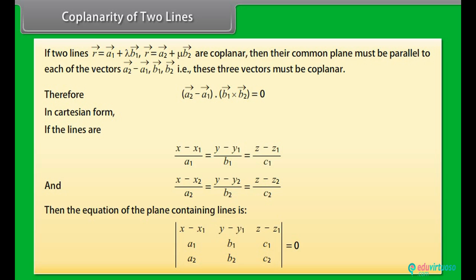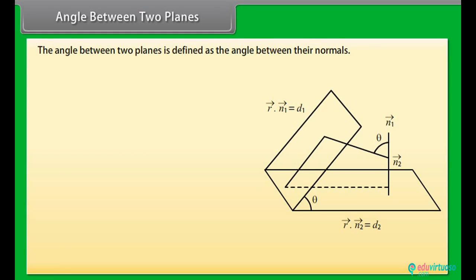First row: x minus x1, y minus y1, z minus z1. Second row: a1, b1, c1. Third row: a2, b2, c2, equals 0. Angle between two planes. The angle between two planes is defined as the angle between their normals.